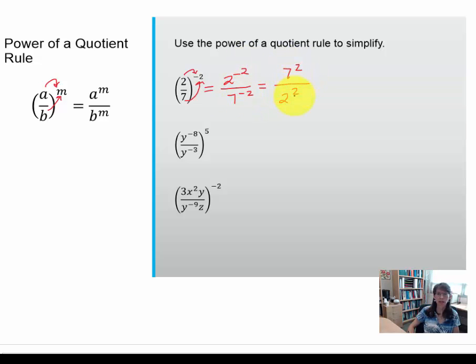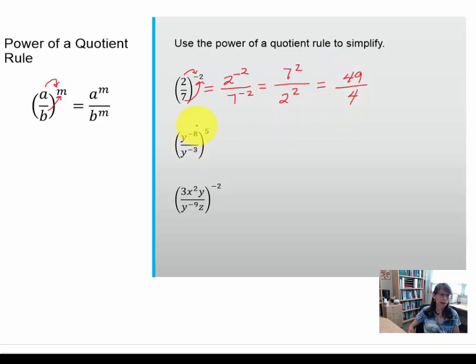So their exponents now have become positive, and we can simplify this. 7 squared would be 49, and 2 squared makes 4. Do 49 and 4 have any common factors? If not, that's the answer.